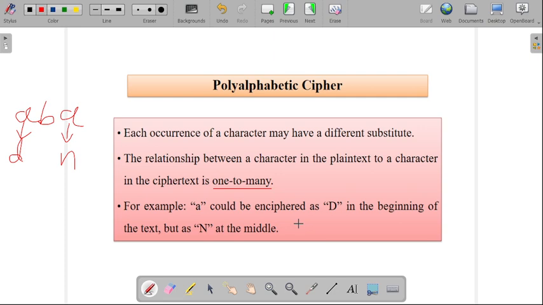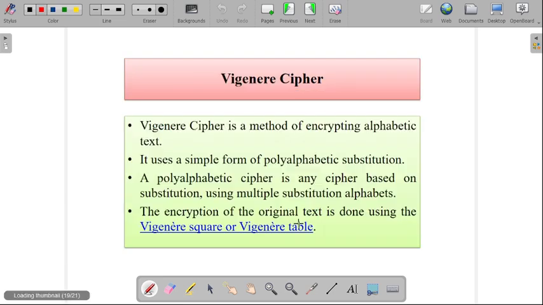The example of a polyalphabetic cipher is the Vigenere cipher. It is a method of encrypting alphabetic text. That is also a form of polyalphabetic substitution method. In the case of polyalphabetic ciphertext, our character will be replaced with multiple letters. The encryption of our original plaintext can be done with the help of two techniques. The first one is the Vigenere square and the second one is the Vigenere table.